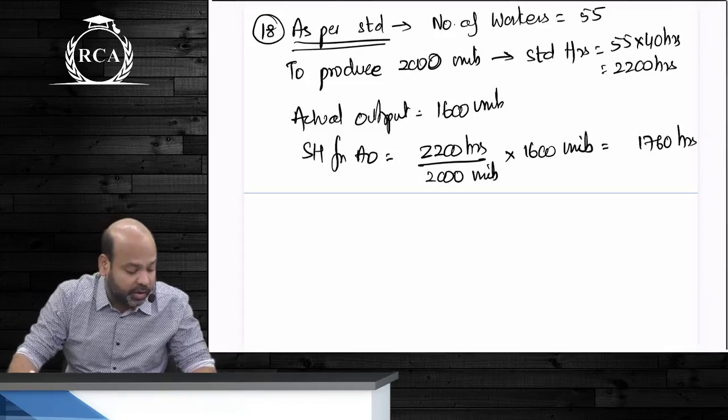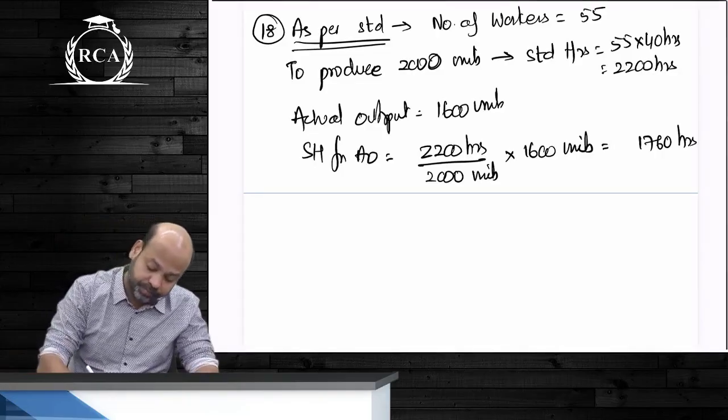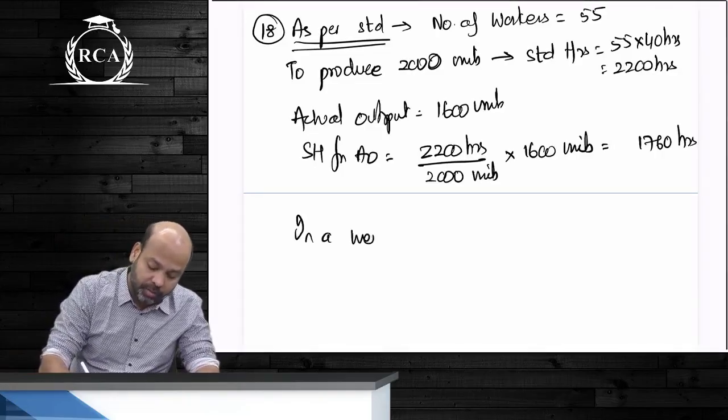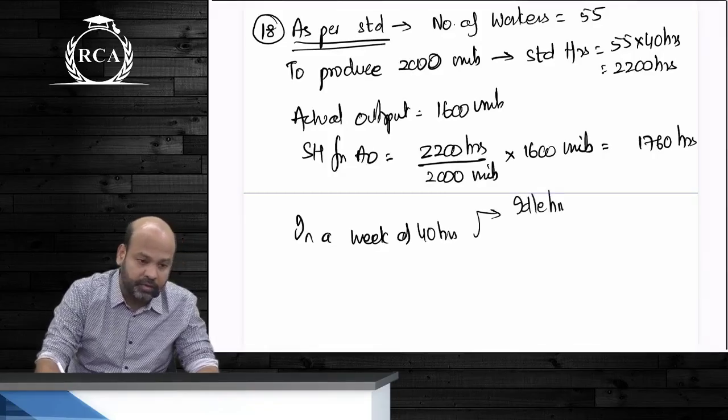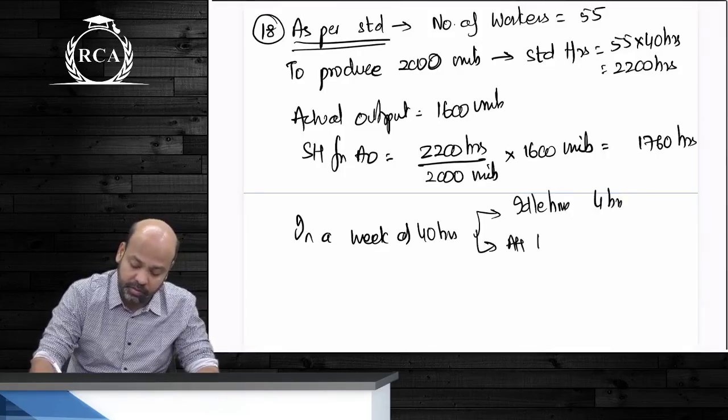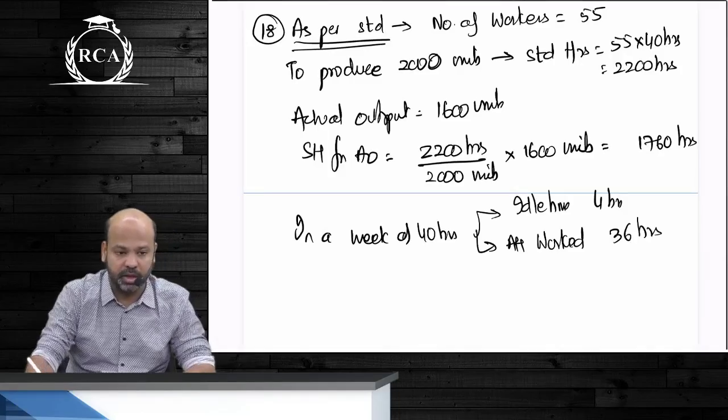Actual number of hours, the question is very clear, that in a normal working week is 40 hours only. Yes or no? Out of this, how much is idle time? 4 hours. So actual hours worked will be 36.